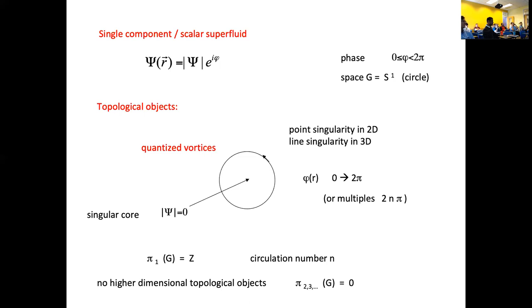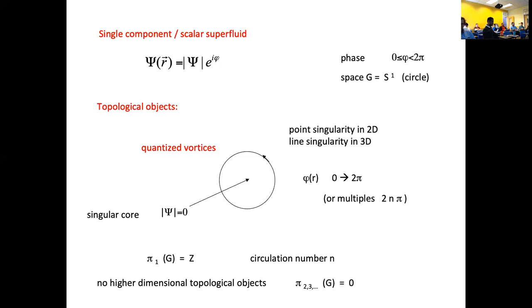Okay? So mathematically, you write this map as pi 1 of G. So I map a one-dimensional circle to my order parameter space G, which turns out to be also S1 in this case. And that set of maps is the set of integers Z. And that integer is nothing but the winding number N over here.